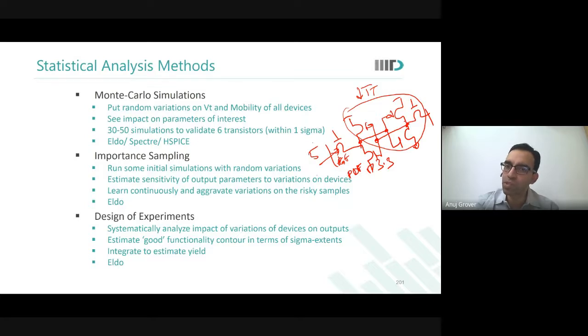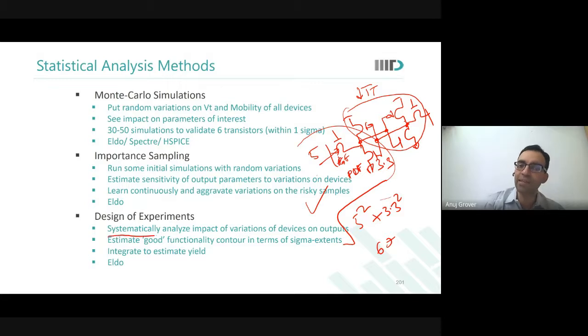Okay. So what does this mean? Effective sigma qualification of this particular cell would be 5 squared plus 3.3 squared equals 6 sigma. So I will be qualifying 6 sigma by putting the pass gate at 5 sigma and the pull down at 3.3, 3.4 sigma. And I say that if the SNM of this cell is fine, then I am safe. So I systematically analyze the impact of variations of devices on outputs, and I integrate this to estimate yield.